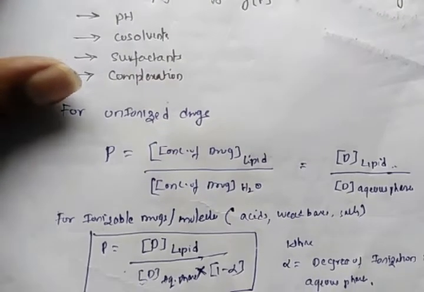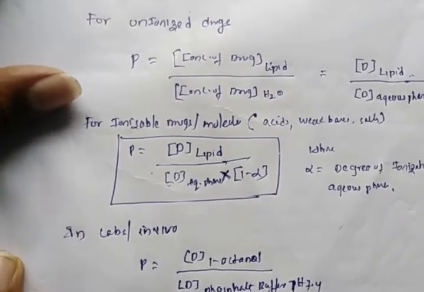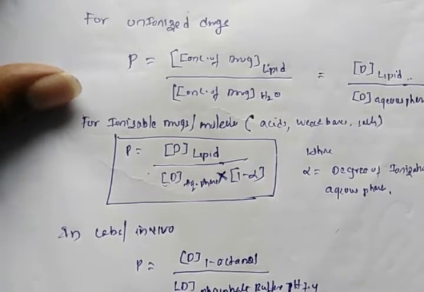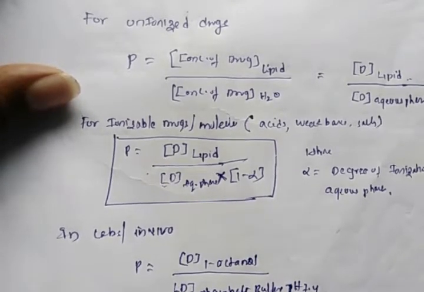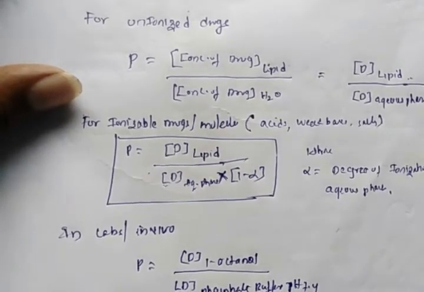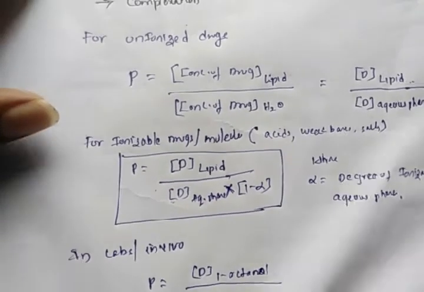In labs, partition coefficient is generally determined by dissolving the drug molecule in a mixture of 1-octanol and phosphate buffer pH 7.4. By this way we can determine the partition coefficient value in the lab. For accurate determination of the partition coefficient, the methods are the shake-flask method and the chromatographic method.